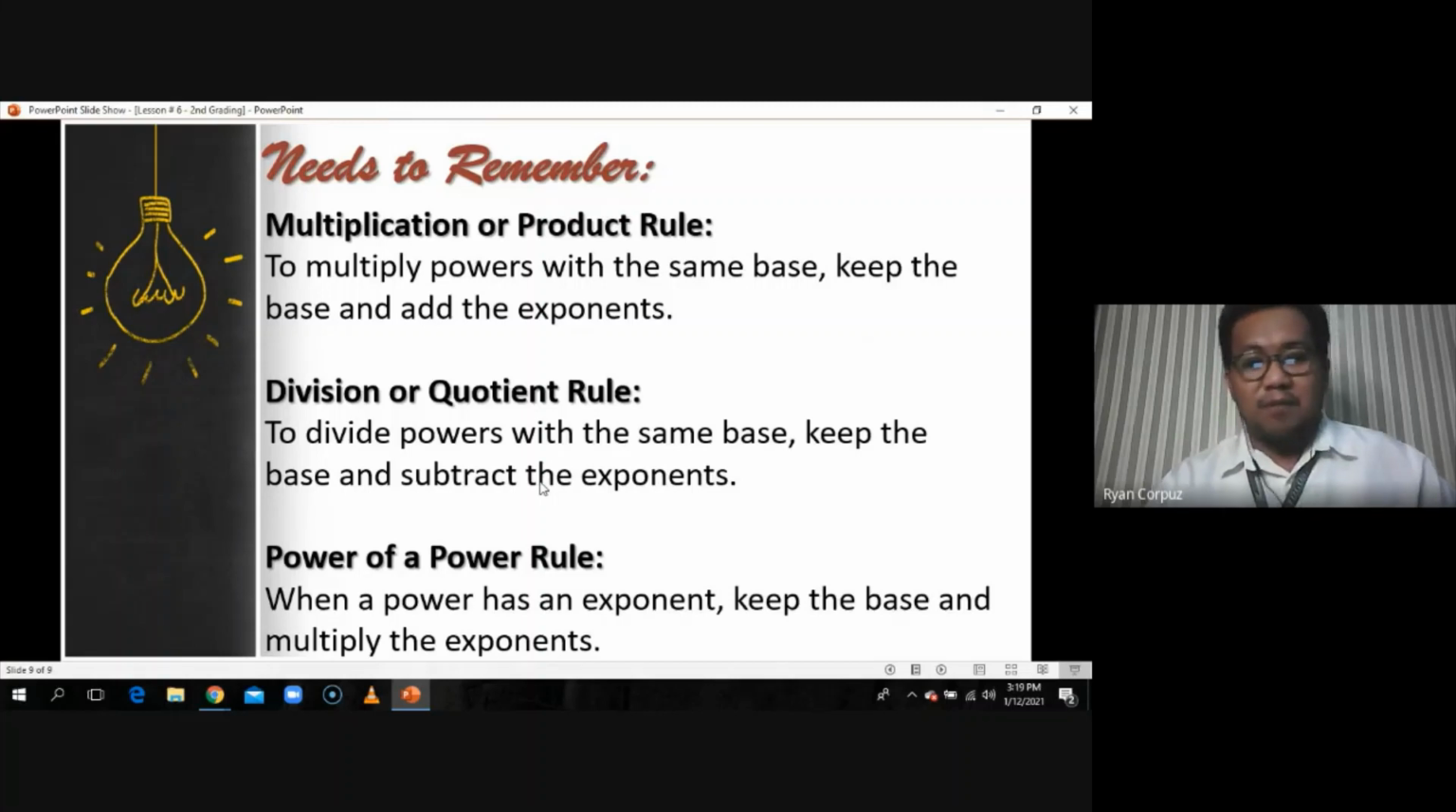So that's how we simplify expressions involving exponents. So you have to remember these things. So I hope that you have already understood our lesson about different laws of exponent, and I hope that you will use it whenever you encounter expressions involving exponents.